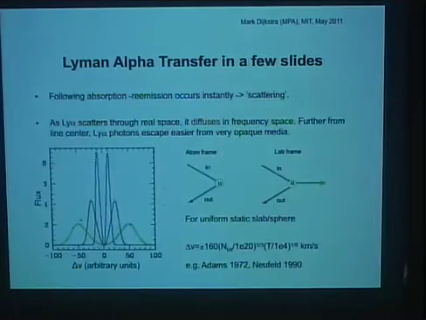So what happens? The Lyman alpha transition corresponds to the ground state transition to the 2p states.